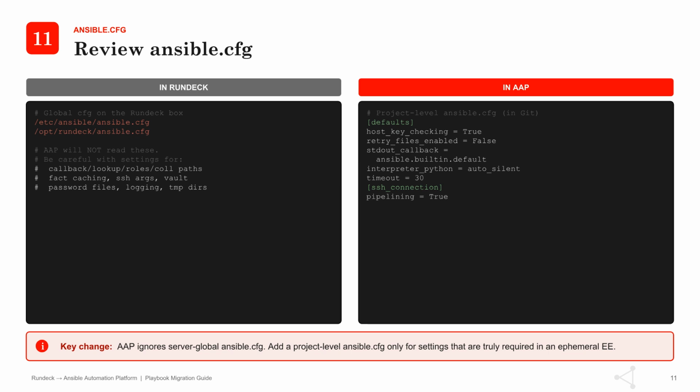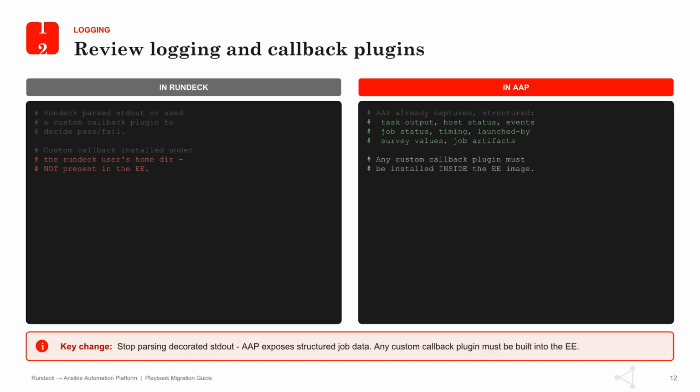Review your ansible.cfg settings. AAP ignores server global configurations, so only include necessary settings in a project-level file within your Git repository, keeping it minimal for containerized environments. Simplify your logging. AAP automatically captures all task output and job events. If you use custom callback plugins, ensure they are packaged into your execution environment image to be available at runtime.